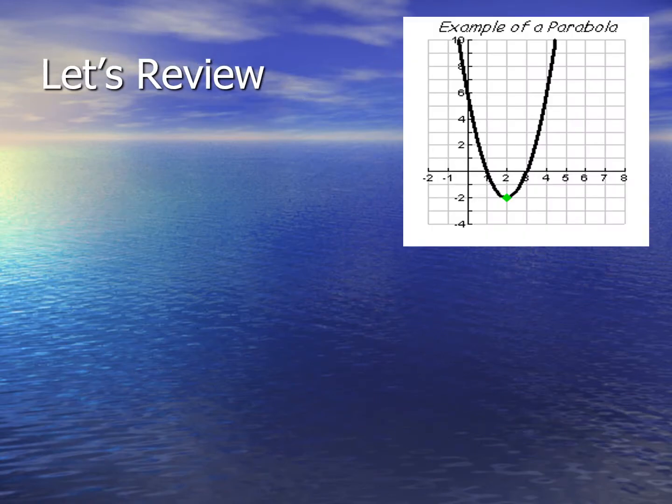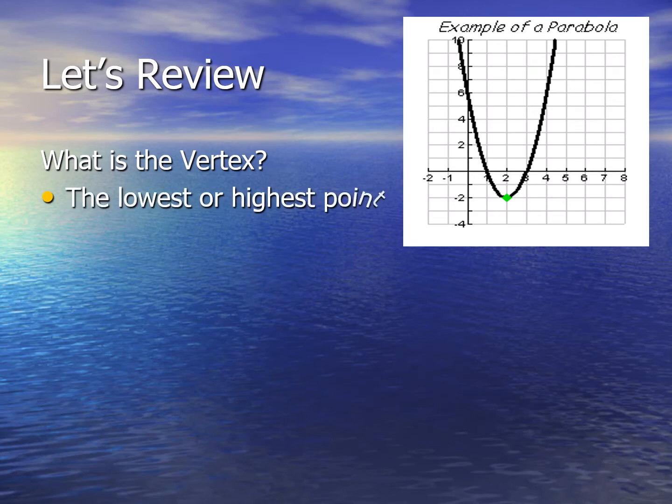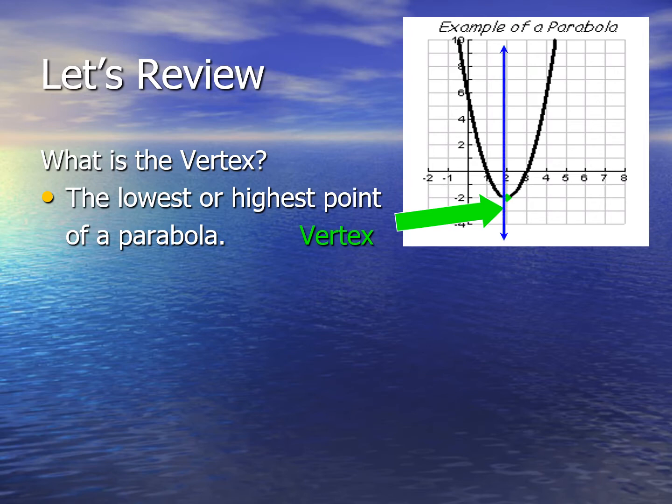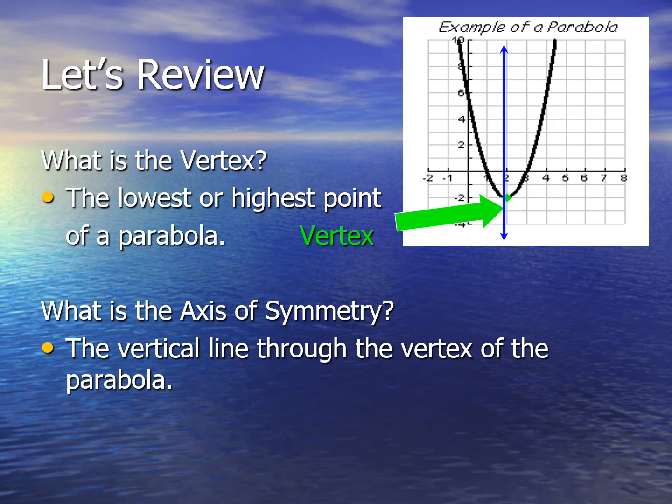Now let us have a short review about this one. So what is the vertex? It is the lowest or highest point of a parabola. So if the parabola opens upward, we have the minimum. If it opens downward, we have the maximum. That is the vertex. And what is the axis of symmetry? It is the vertical line through the vertex of the parabola.